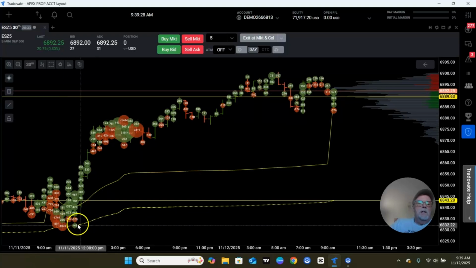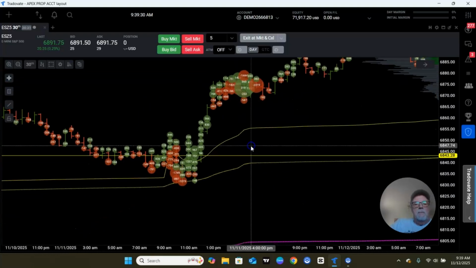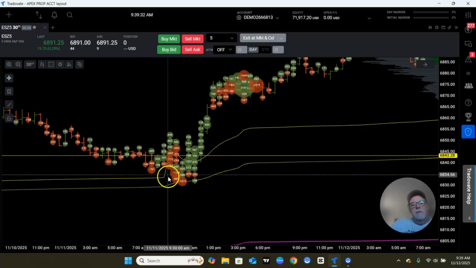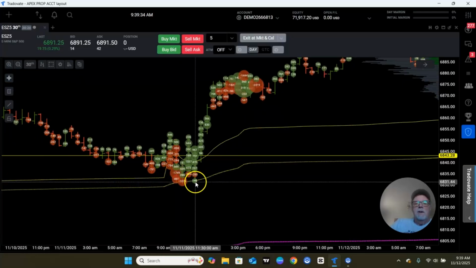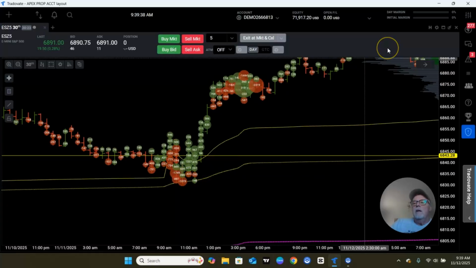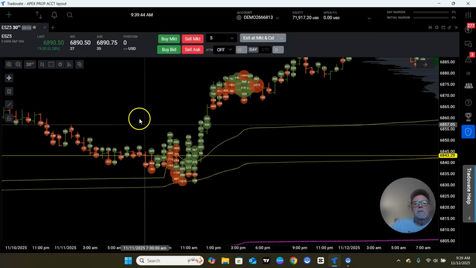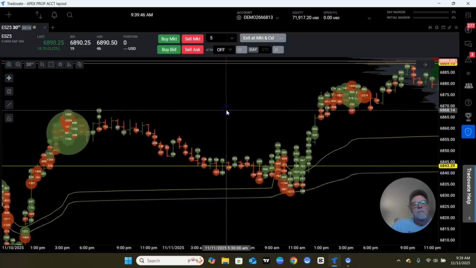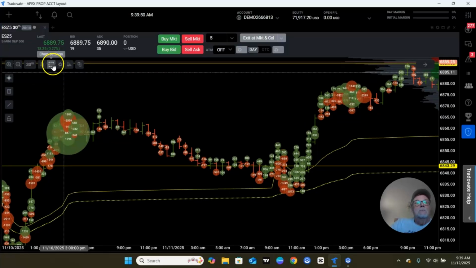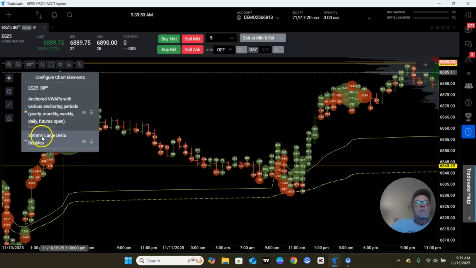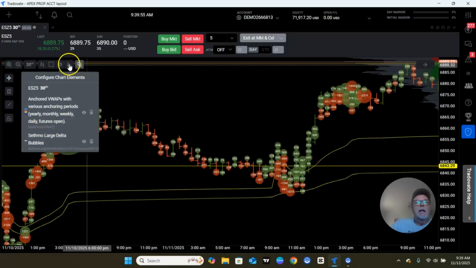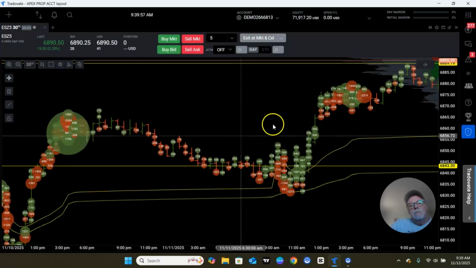And you can see the big players are playing off weekly VWAP. We drove down to weekly VWAP. This is a very good price for buyers to get back in, drive the market up, and make money. So this is exactly what's happened here. You can see this very well with this Sethmo indicator, this Sethmo large delta bubble indicator. I like it.